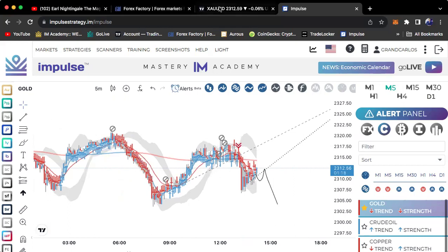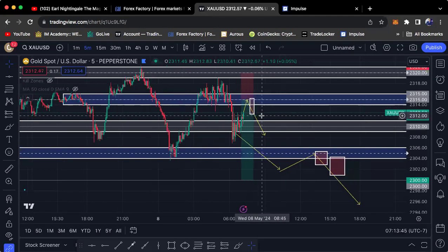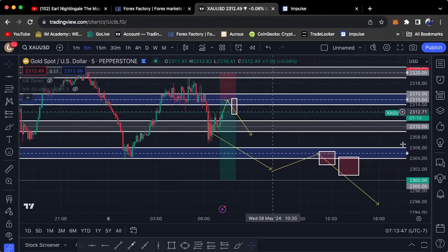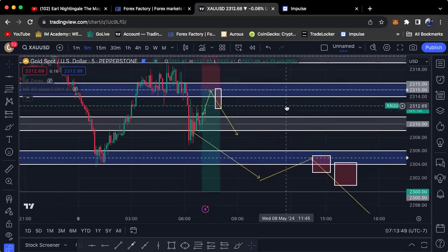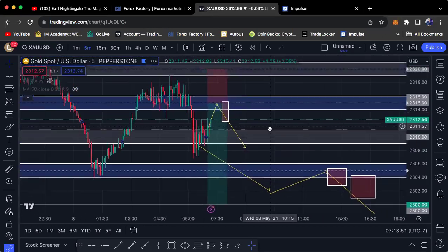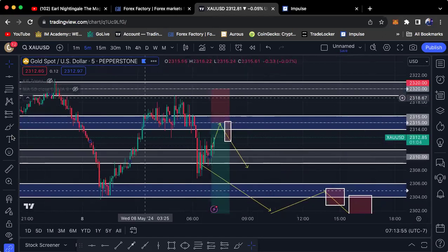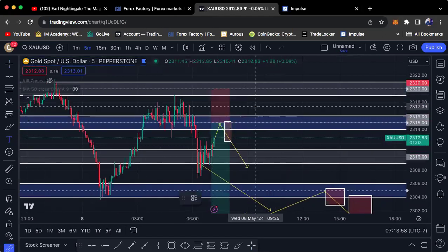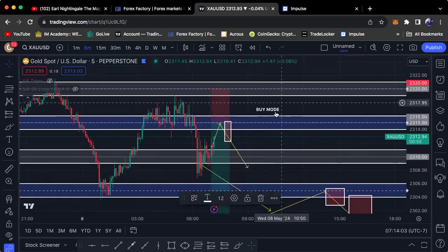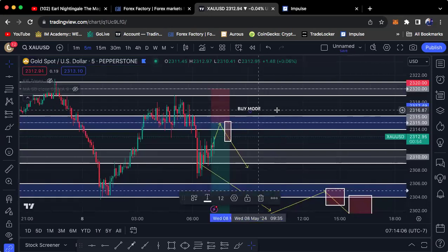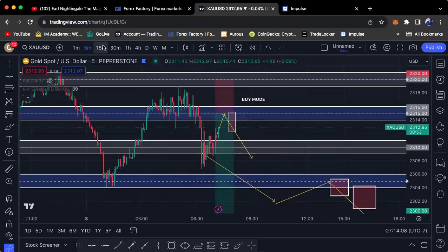So still in a sell mode. If it crosses up here, then this is buy mode. So I'm going to write here, buy mode. If it crosses above this zone, then it's buy mode. All right, I'm looking for buys, because now it's starting to create new higher highs and higher lows.